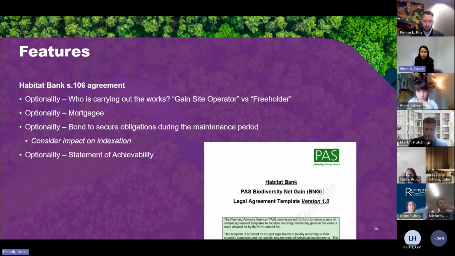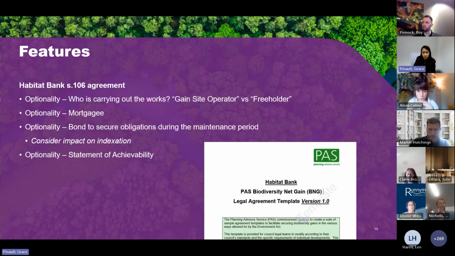They're just going to enter into the Habitat Bank agreement. So as you work through the template, every time that you see gain site operator, it will give you the wording in square brackets, and you can just strike out what's not appropriate or what doesn't really reflect the parties to the agreement. We also have the optionality of mortgagee.